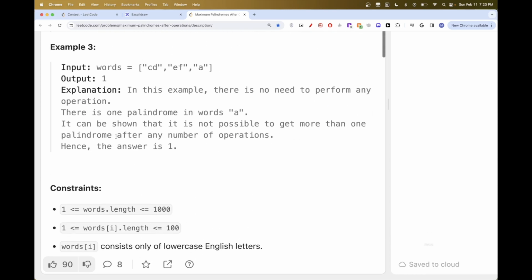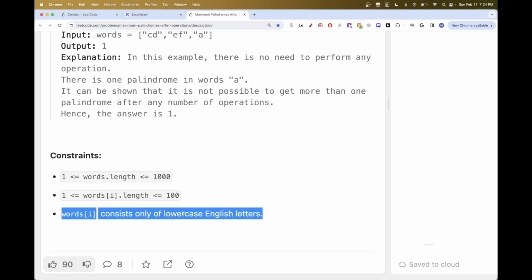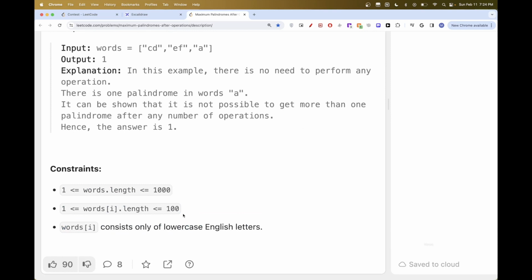So that's the idea. Also, if you look at the constraints, they are very small. And that means basically you could try some quadratic solution, over n squared. And all of the characters are lowercase, okay? So let's just think about a couple of observations.